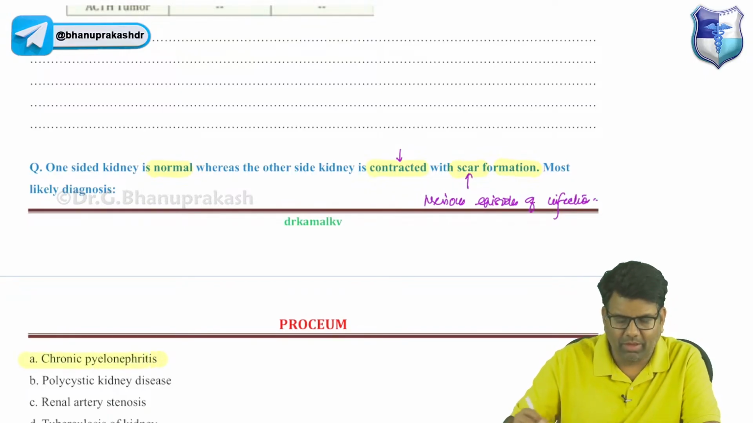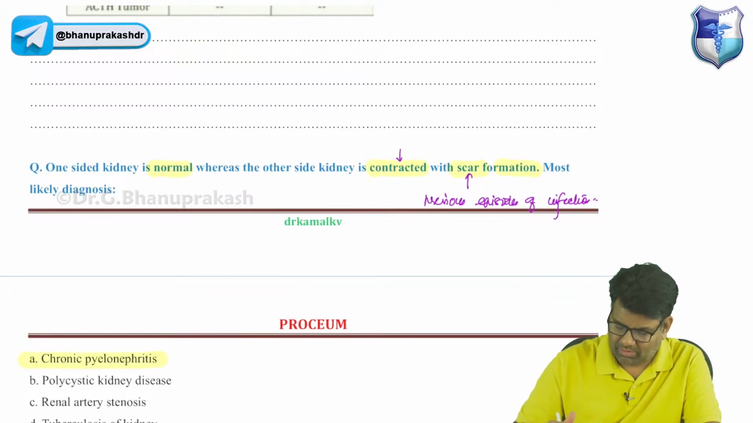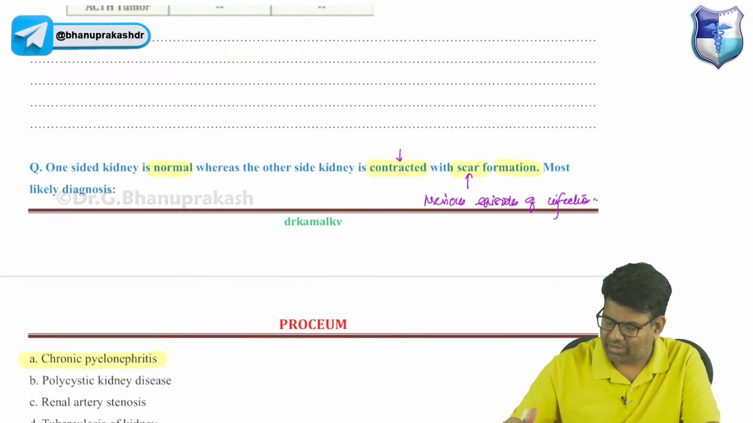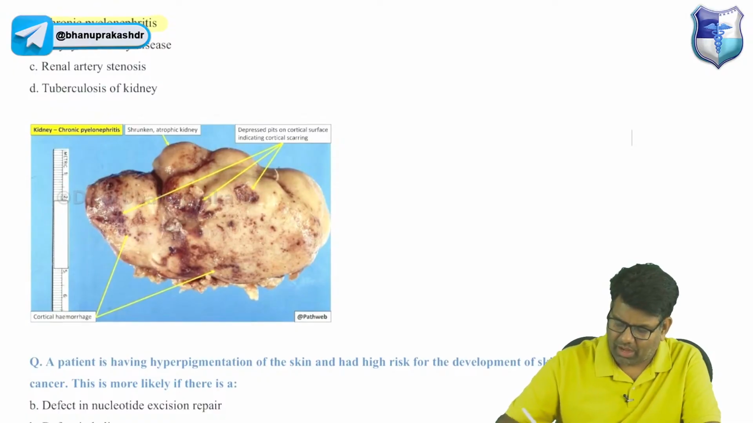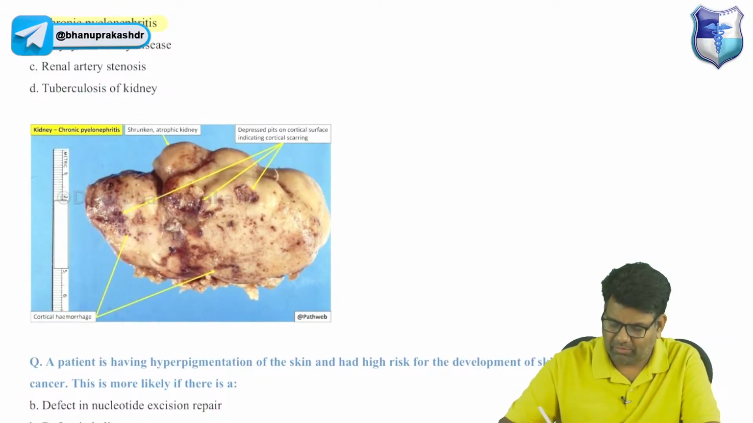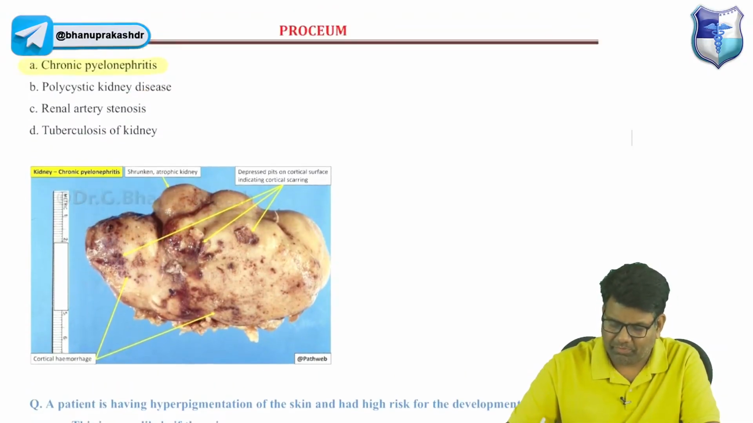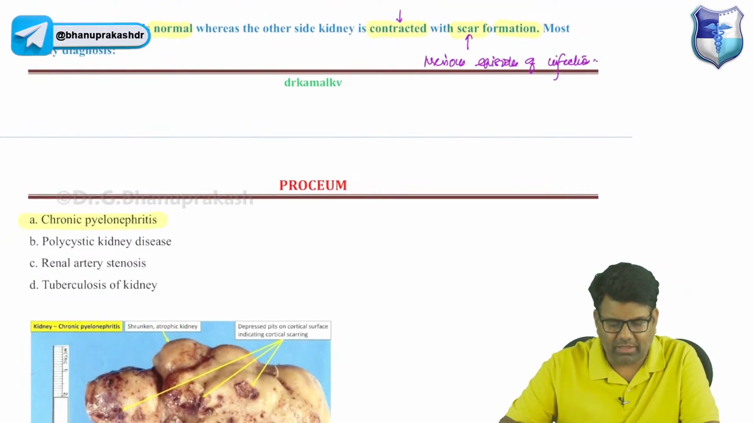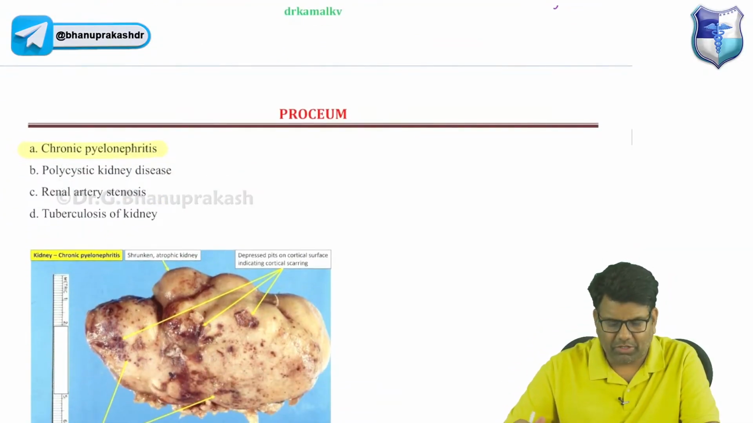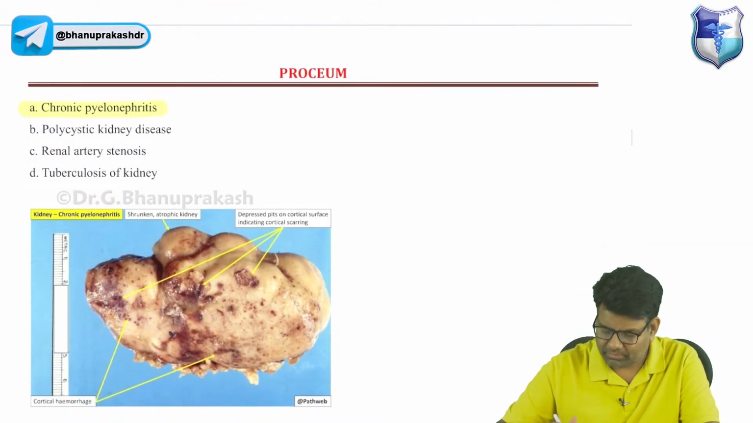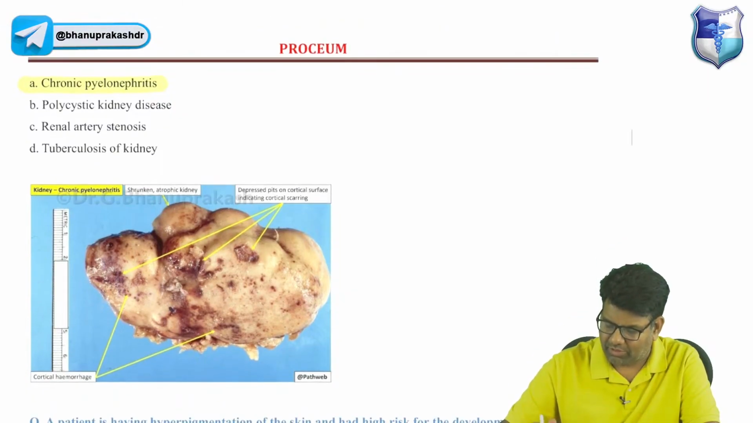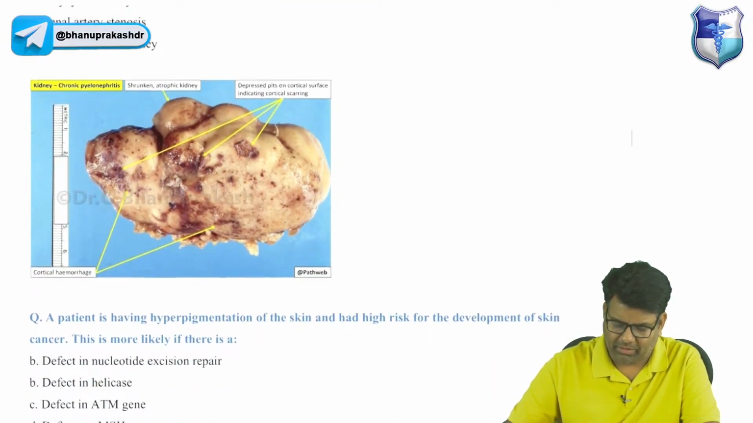Chronic pyelonephritis. One kidney is not affected at all. Chronic pyelonephritis is the right answer. And you can see a small kidney with multiple scars. The other kidney remains unaffected here. That is very important to understand. Only the kidney which has undergone infection will be shrunken and it will show scars or pits on the surface.